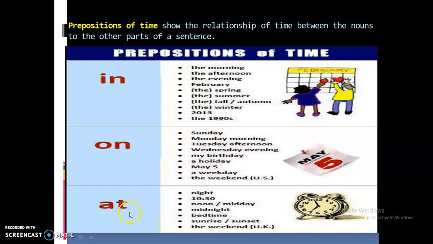And next, at. This is also a common preposition of time. At night, at 10:30. She came at 10:30. We met at 10:30. At noon, midday. Can you come tomorrow at noon? At midnight. At bedtime. I used to listen to stories at bedtime. I used to watch a movie at bedtime. At sunrise. At the weekend. At the weekend I have a meeting. I have fixed a meeting at the weekend. So these are the examples that you can use.